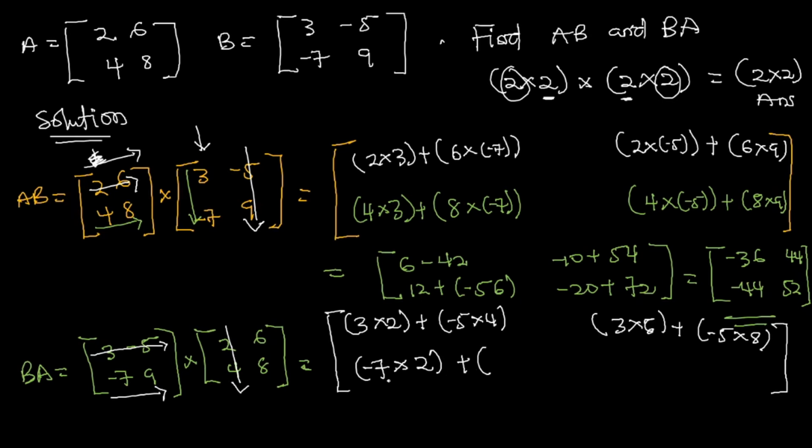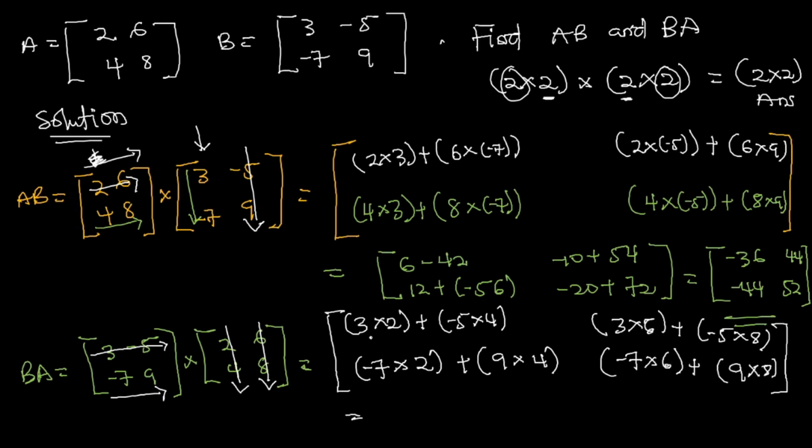Then plus, then 9 multiplied by 4. So 9 multiplied by 4. Then we have this same row over here, then by this column this time around. So we are going to have negative 7 multiplied by 6 over here, then plus, then we have the 9 over here multiplied by 8 over here. So we have 9 multiplied by 8.